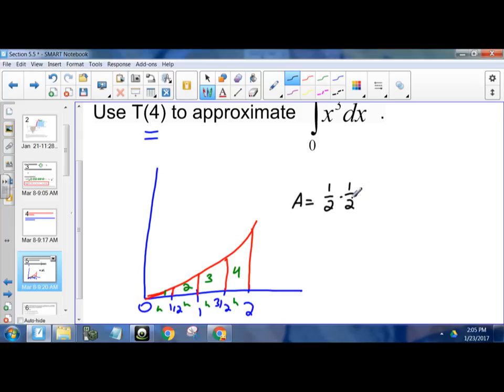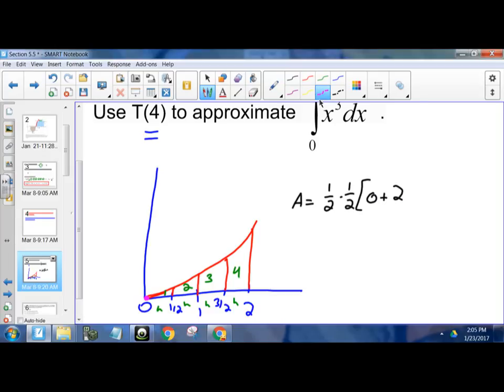Now let's take a look at what the bases would be. You have to use the curve itself, the x cubed piece. If we look at the very first one, we'll use this wacky pink color, it would be right here. Well, 0 is the B1, and 0 cubed is 0. So if we continue our formula, it would be 0 plus.